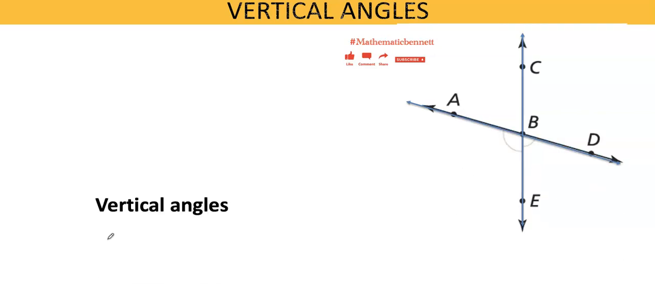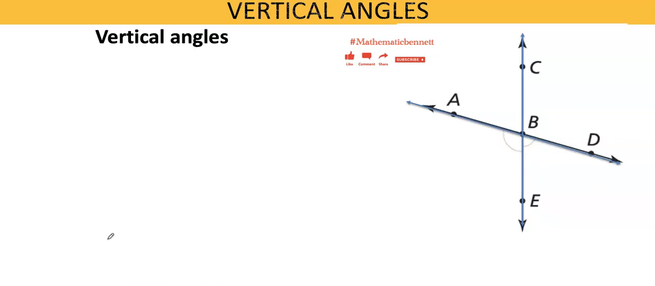Alright, next we have vertical angles. Vertical angles are formed when two lines are intercepted. So what are vertical angles? Vertical angles means they are opposite each other at the vertex. So this is the vertex, and they are on opposite sides of the vertex.